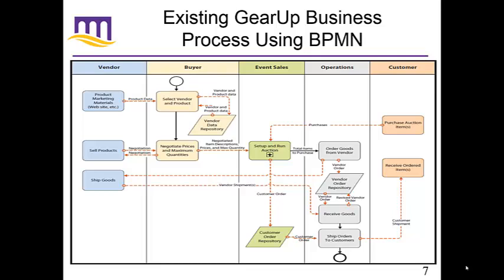The Business Process Modeling Notation helps to capture all these important start points. Now you'll notice up at the top by the buyer, there's a circle with an arrow pointing. That's the start of the process. And so in this case, there's a specific person at GearUp who's called a buyer.